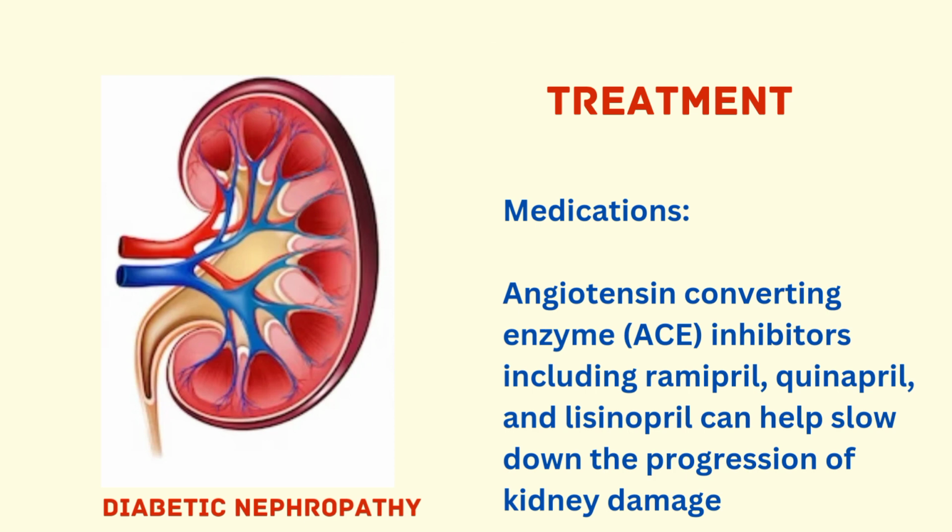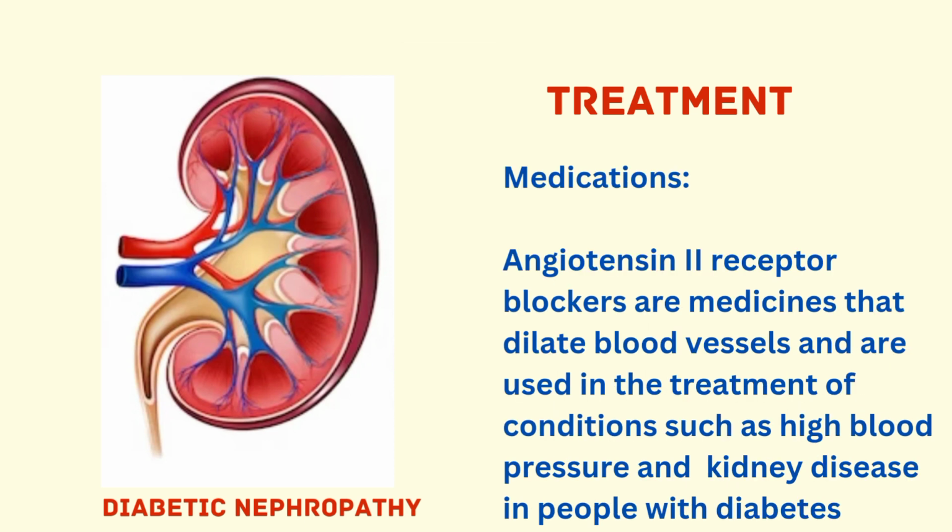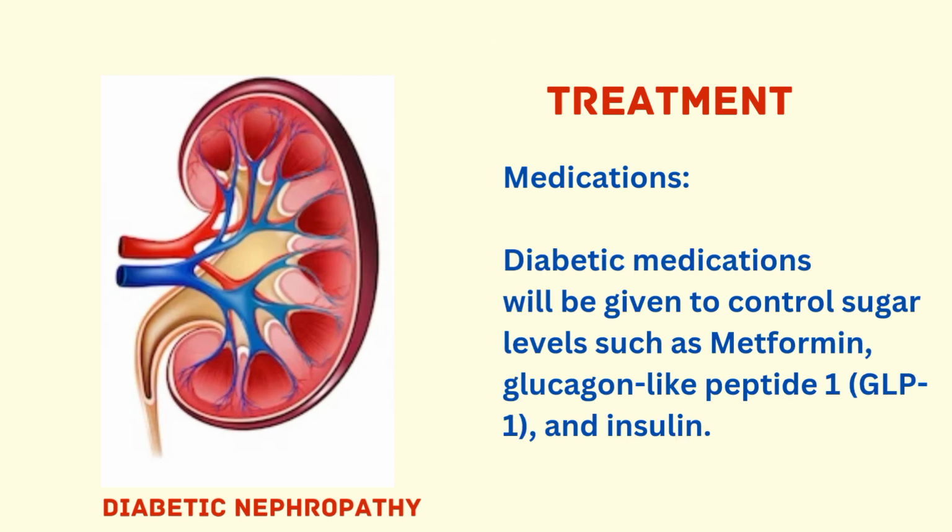Angiotensin converting enzyme, that is ACE inhibitors, including ramipril, quinapril, and lisinopril, can help slow down the progression of kidney damage. Angiotensin 2 receptor blockers are medicines that dilate blood vessels and are used in the treatment of conditions such as high blood pressure and kidney disease in people with diabetes. Diabetic medications will be given to control sugar levels such as metformin, glucagon like peptide 1, and insulin.